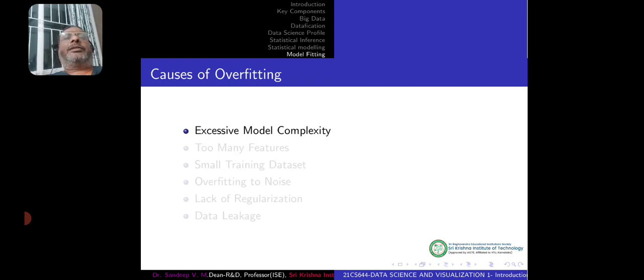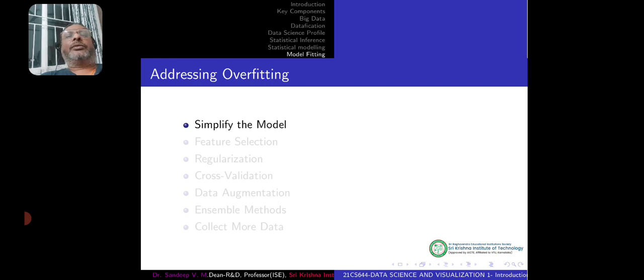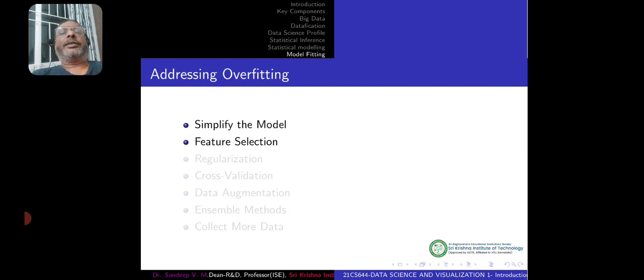So the causes for overfitting: excessive complex model, too many features, small training data set, overfitting to the noise, lack of regularization, and data leakage are some of the reasons for overfitting. And how to overcome them? Instead of having too complex models, try to simplify it a little bit. Instead of having all unnecessary features, use feature selection and use only those features which are useful for our problem. Then add some regularization, then use a cross validation technique to increase the number of samples for the given amount of data.